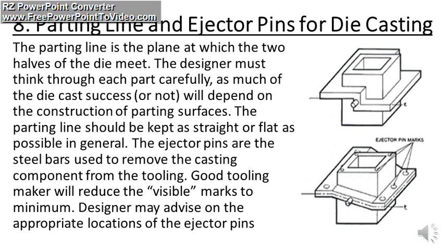Eighth, parting line and ejector pins for die casting. The parting line is the plane at which the two halves of the die meet. The designer must think through each part carefully as much of the die cast success will depend on the construction of parting surfaces. The parting line should be kept as straight or flat as possible in general.